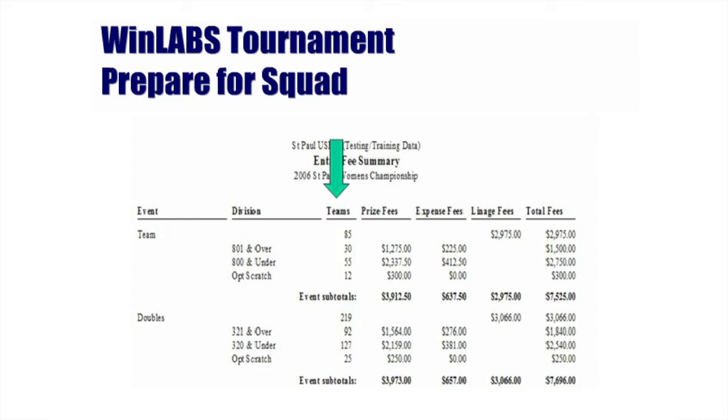30 of them were in the 801 and over division. 55 were in the 800 and under division. There were also 12 teams that paid the optional scratch fee. The prize fee column shows the total prizes collected in each division. The expense fee column shows the expenses collected in each division. The lineage fee shows the lineage totals. Notice that they are collected at the event level and not at the divisional level. The last column lists the total amounts collected for each division.